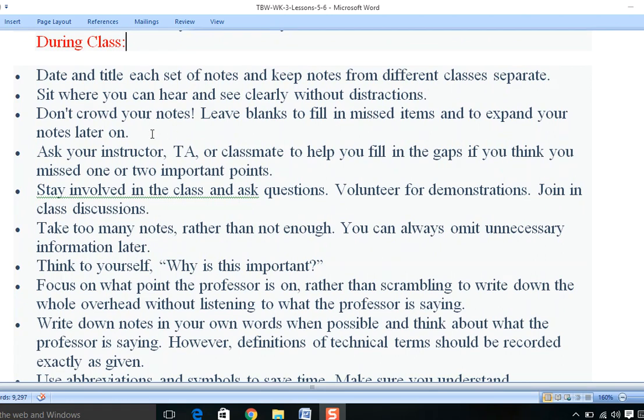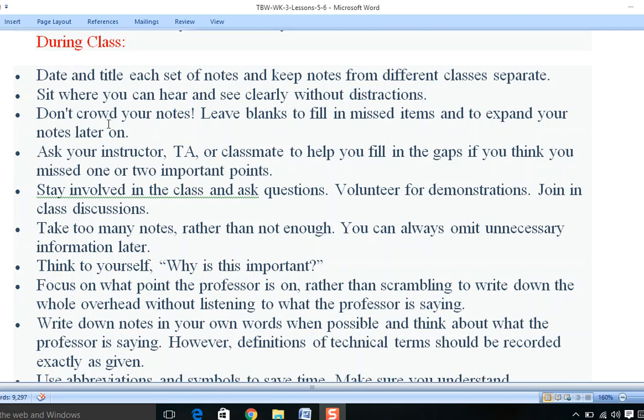Now during the class, the lecture has started. Date and title each set of notes and keep notes from the different classes separate. You must put the date and title of your subject matter, number one. Number two, in a day if you have 4 or 5 consecutive lectures, then note down the lectures of each course separately. Sit where you can hear and see clearly without distraction.